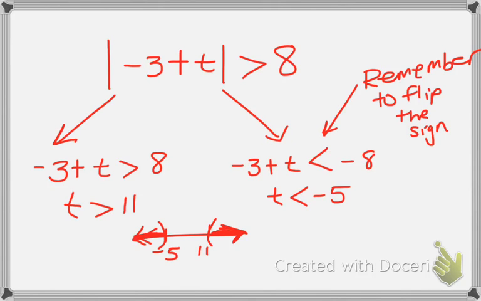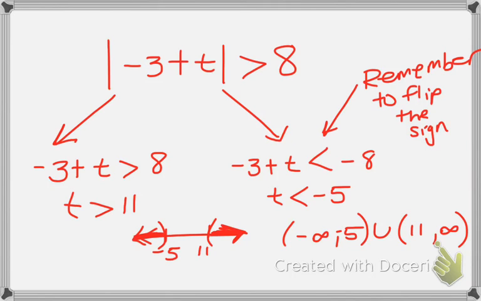Okay? So my solution set is what? Negative infinity to negative 5, union 11 to infinity. Okay? If my original sign would have started out with a less than, what do you think it would have been? An intersection or a union? Intersection. Yeah, it would end up being an intersection.